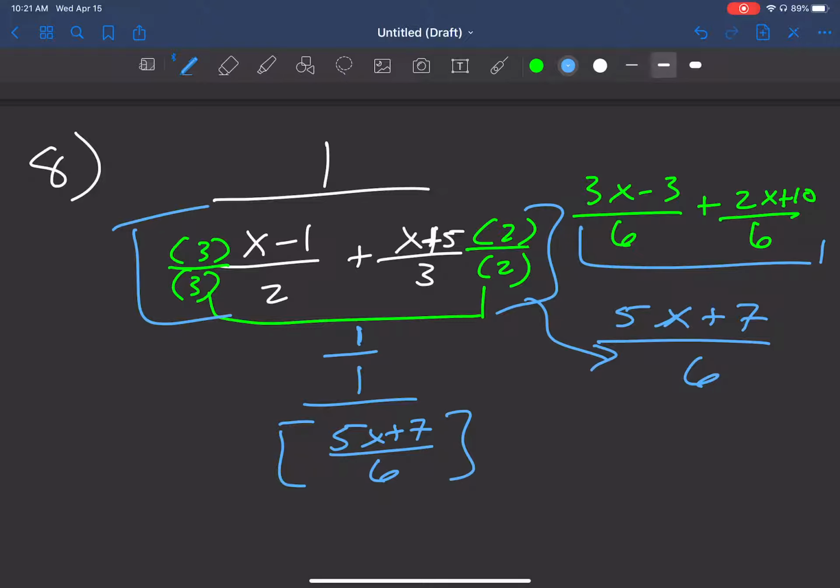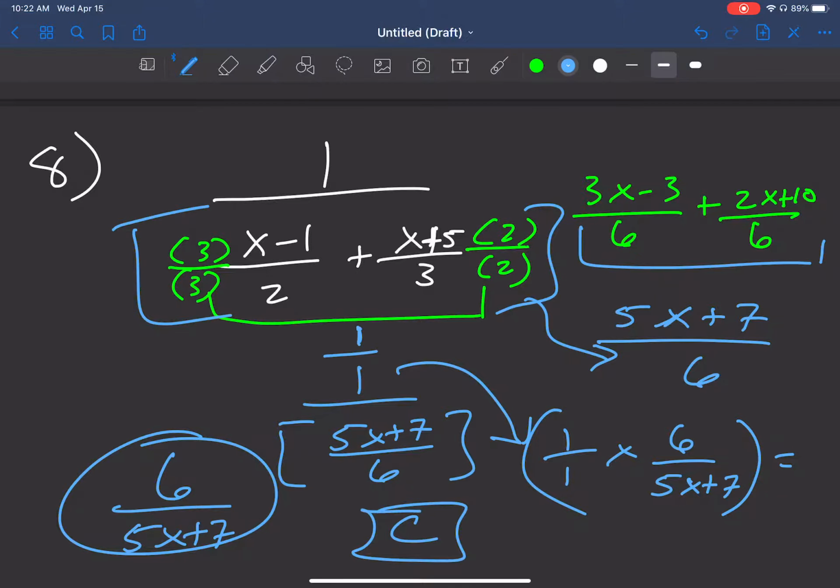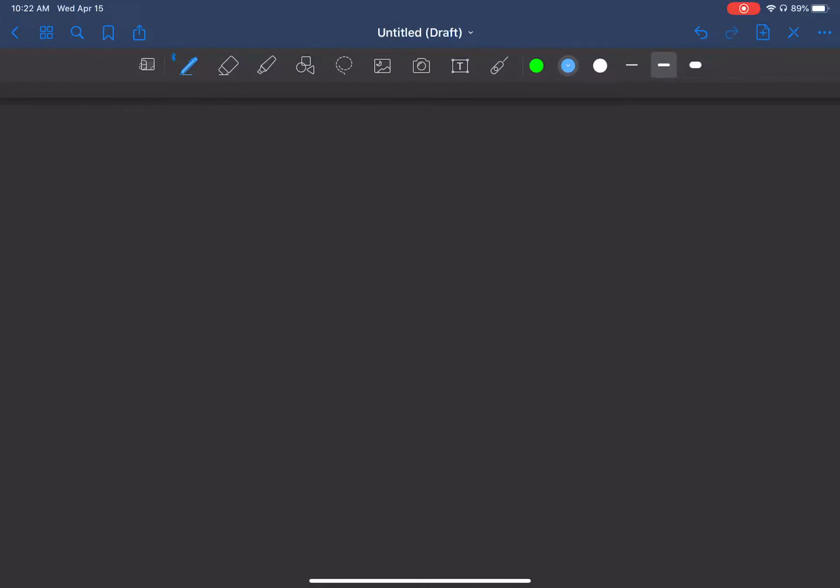So now when you have a fraction over a fraction, we keep, change, flip. I think that's how you guys say it. I didn't learn it that way, but I'm trying to keep it consistent. So we keep 1 over 1. We change, so we're not dividing, we multiply, and we flip. So it's going to be 6 over 5x plus 7. Now we're multiplying fractions, so you just go across. So it's going to be 6 over 5x plus 7. And that is C. So if you got C, you did it correctly.